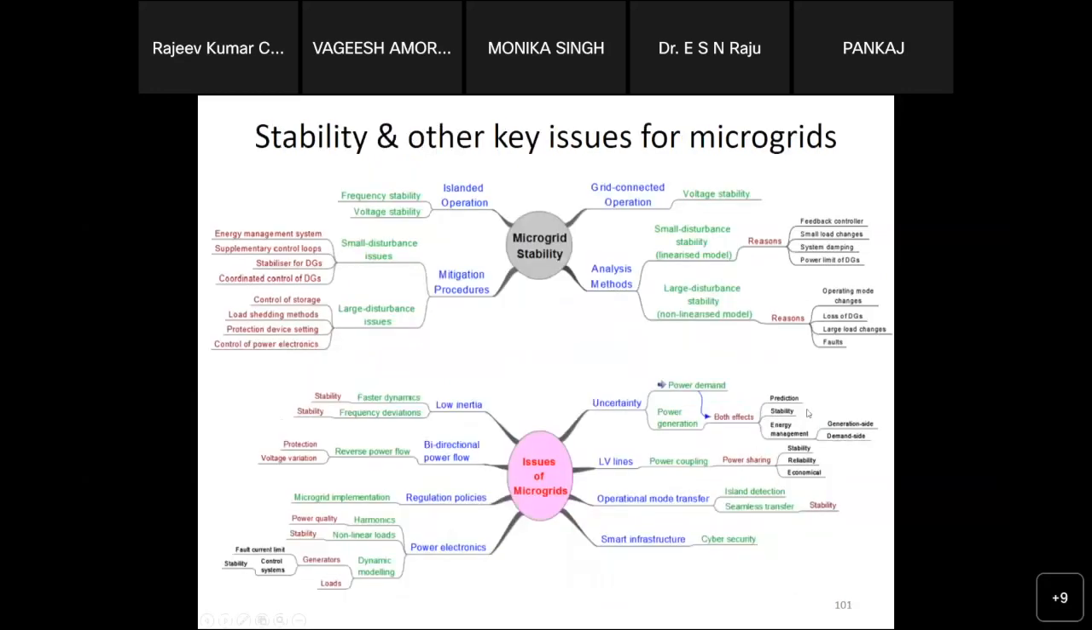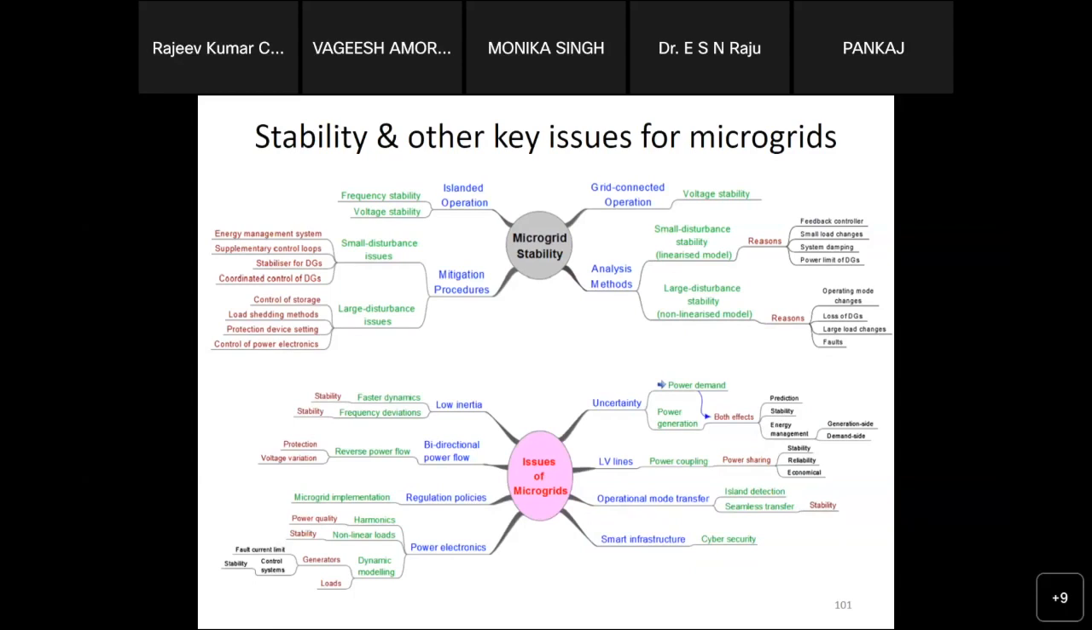Here I am discussing the stability and other key issues of the microgrid. Microgrid stability is different in the grid-connected mode of operation and the islanding mode of operation. In the grid-connected mode, we have only voltage stability, since frequency is taken care of by the main grid. In the islanding mode of operation, we have to take care of both frequency and voltage, so we have frequency stability as well as voltage stability.